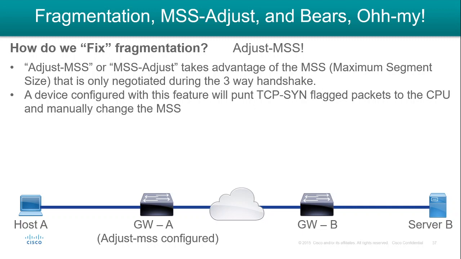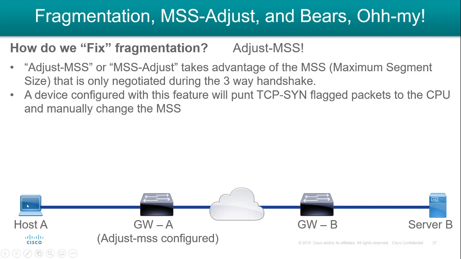Now, as I said earlier, the way we fix it is through the adjust MSS or MSS adjust. It's been called both things. And that's where a router or switch that's in the path has the ability to recognize a three-way handshake and change it on the fly. Let's look at what this looks like from a host perspective.